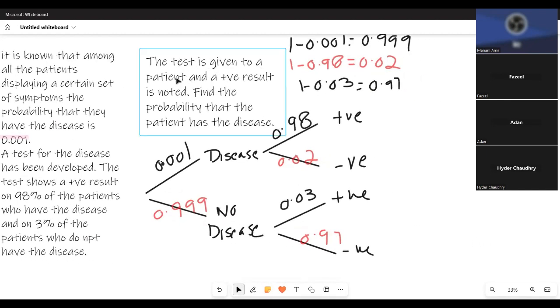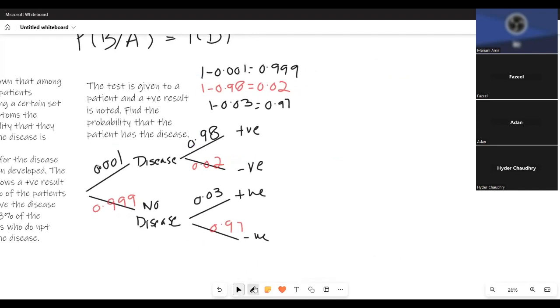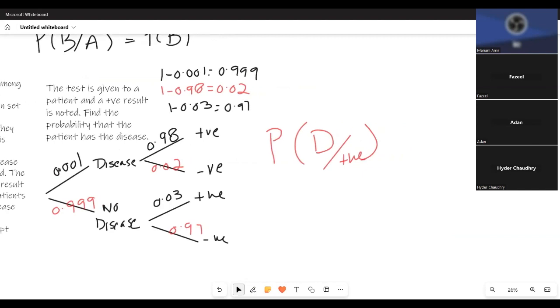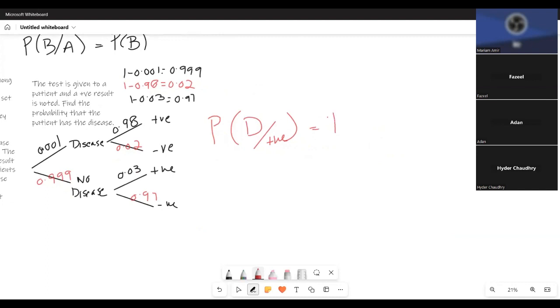अब क्वेश्चन ने पूछा क्या है ये हमने समझना है। क्वेश्चन ने कहा है द टेस्ट इज गिवन टू अ पेशेंट एंड अ पॉजिटिव रिजल्ट इज नोटेड। सो ये है कंडीशनल प्रोबेबिलिटी कि एक इवेंट हो चुका है, पॉजिटिव रिजल्ट आया हुआ है, सो इट्स गोइंग टू बी प्रोबेबिलिटी ऑफ समथिंग गिवन पॉजिटिव रिजल्ट। फाइंड द प्रोबेबिलिटी दैट द पेशेंट हैज द डिजीज। तो आपने ये प्रोबेबिलिटी फाइंड करनी है, डिजीज है गिवन द रिजल्ट इज पॉजिटिव, सो दैट शुड बी इक्वल्स टू probability of disease and getting a positive result upon probability of getting a positive result.